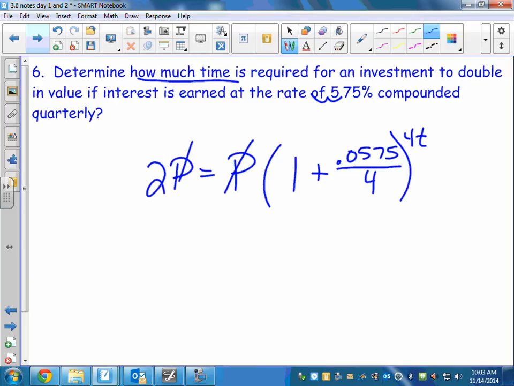K is the number of times every year you get interest. Yes, K is the... But quarterly means like every 4 months, or 3 times a year? No, every 3 months, because quarterly would be 1/4 of 12, so it's every 3 months. So it's 4 times a year is what we're doing.